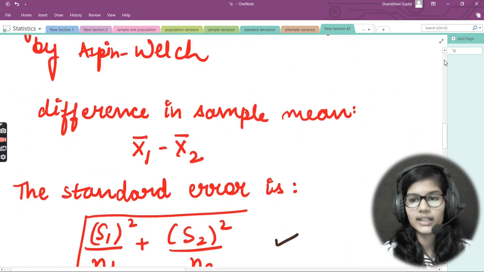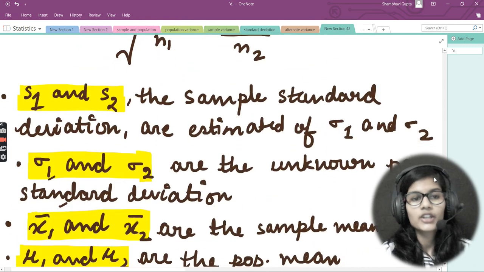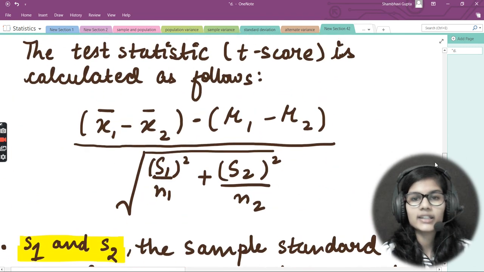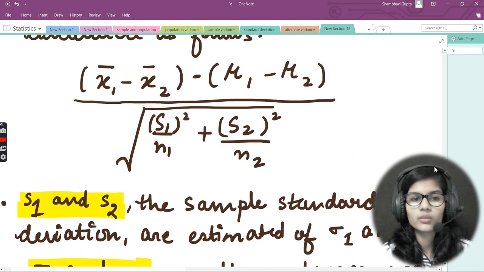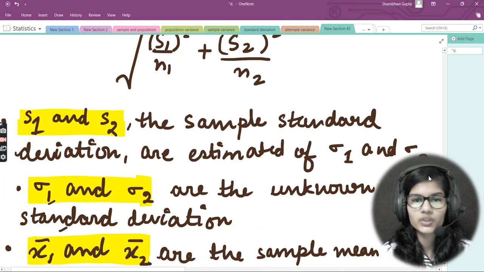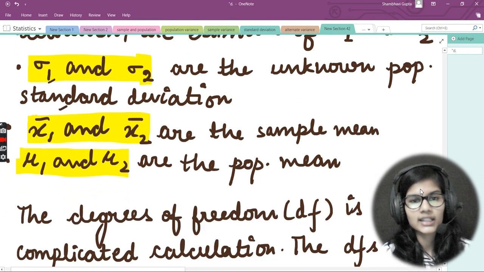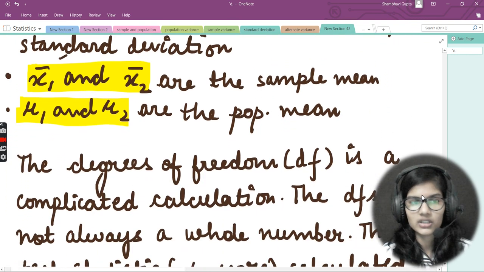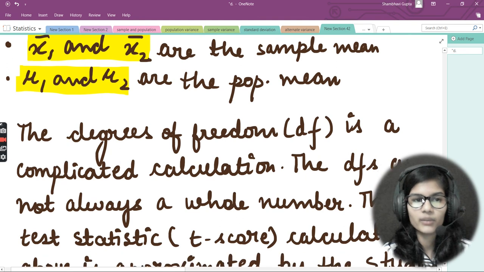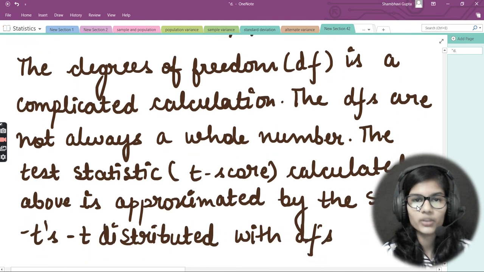Let me go above and let you know what we had done today. We had seen how we can calculate the t-score. We had seen the formula: x1 bar minus x2 bar minus mu1 minus mu2 upon the square root of s1 square upon n1 plus s2 square upon n2. After that, we had seen S1 and S2 are the sample standard deviations which are estimates of sigma 1 and sigma 2, and sigma 1 and sigma 2 are the unknown population standard deviations, right? X1 bar and X2 bar are the sample means. Mu1 and mu2 are the population means.